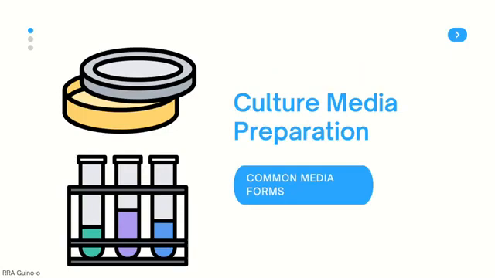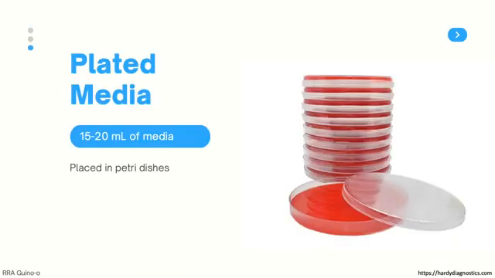Let's now move on to culture media preparation. Now, culture media can come in many forms. So the first step is establishing what form you're going to create and how much media you need for each one. The first type are plated media. This is usually the most common type of media found in the laboratory, and they are placed in petri dishes, each containing about 15 to 20 ml of media.